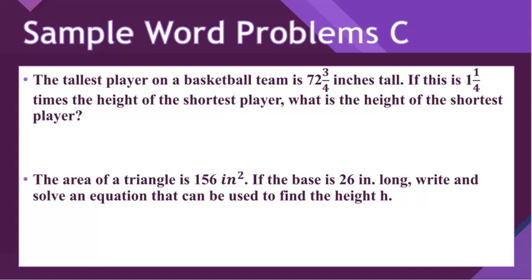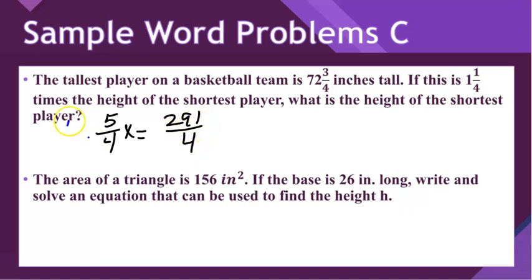It says the tallest player on a basketball team is 72 3/4 inches tall. If this is 1 1/4 times the height of the shortest player, what is the height of the shortest player? So this would be 5/4 times, I'm going to use x, it's going to equal 72 3/4, so 72 times 4 plus 3 gives you 291 over 4.